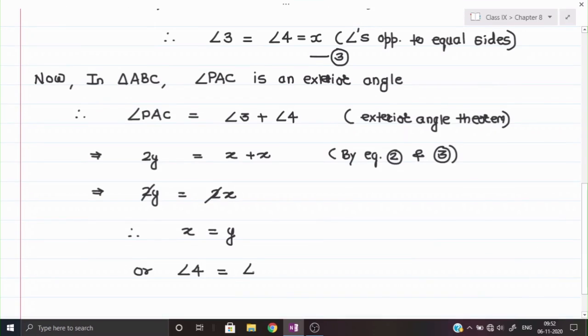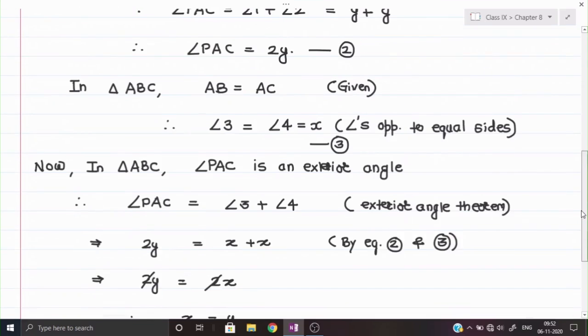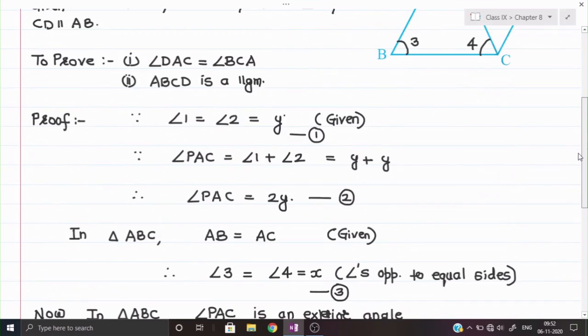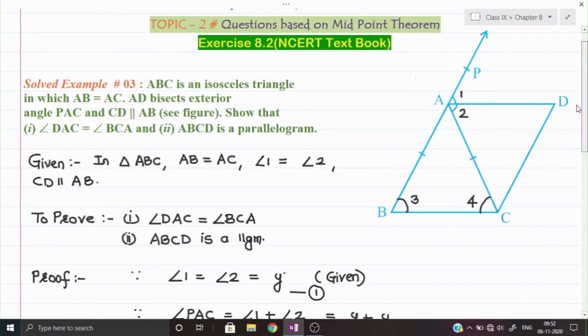Similarly, y I am replacing by angle number 2, because again for y I have two options, angle 1 and angle 2. So here I can write down the reason again by equation first and third. So this is one result we got here, angle 2 and angle 4. Now observe the angle 2 and angle 4 in the figure given to us.